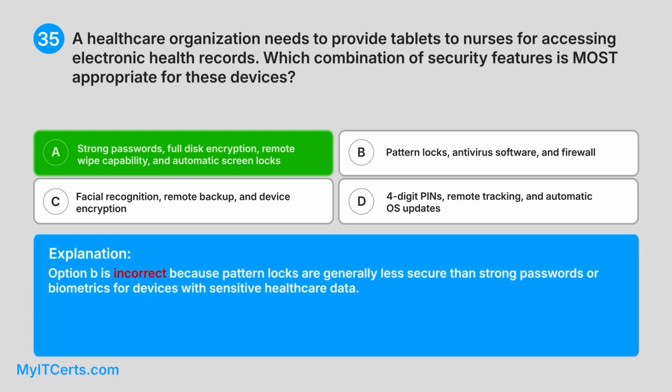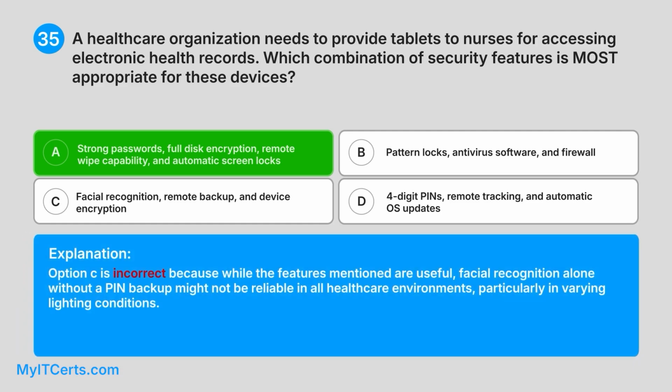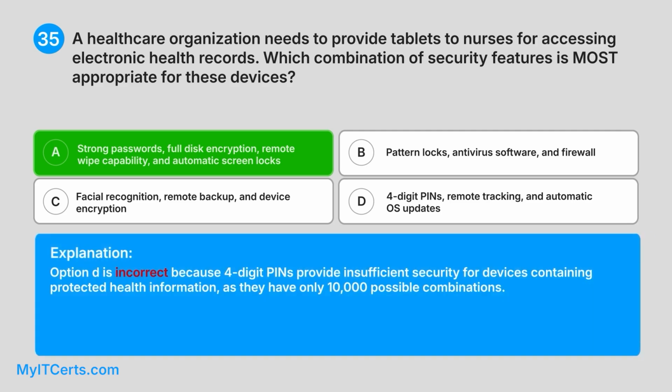Option B is incorrect because pattern locks are generally less secure than strong passwords or biometrics for devices with sensitive healthcare data. Option C is incorrect because while the features mentioned are useful, facial recognition alone without a PIN backup might not be reliable in all healthcare environments, particularly in varying lighting conditions. Option D is incorrect because 4-digit PINs provide insufficient security for devices containing protected health information, as they have only 10,000 possible combinations.